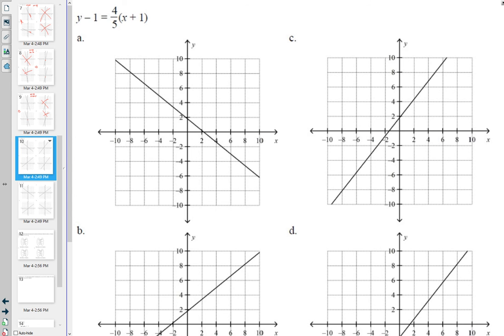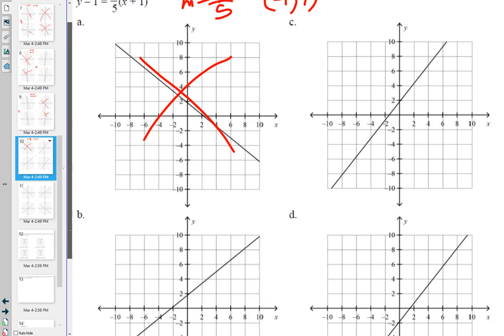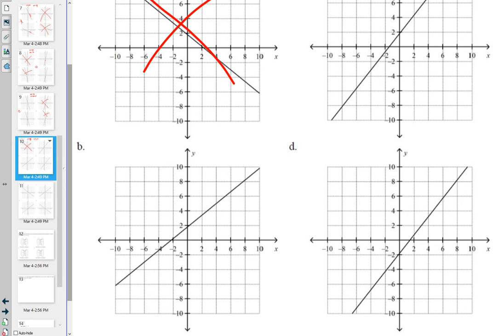What form is this in? Point slope. This is point slope. So I'm looking for a slope of 4/5 and passing through the point -1, +1. So I can get rid of the net. I feel like this was also a repeat from the quiz on Monday. Not Friday's quiz, Monday's quiz. So let's see which one's passed through -1, 1. It looks like this one does. D does not pass through -1, 1. And it looks like this one here might. Pretty close. So it's between these two.